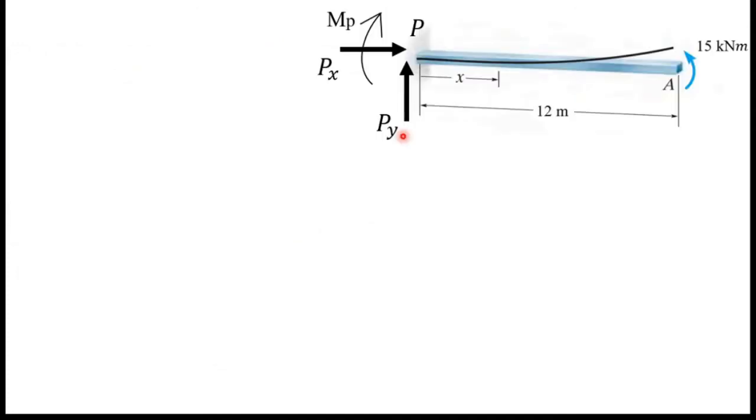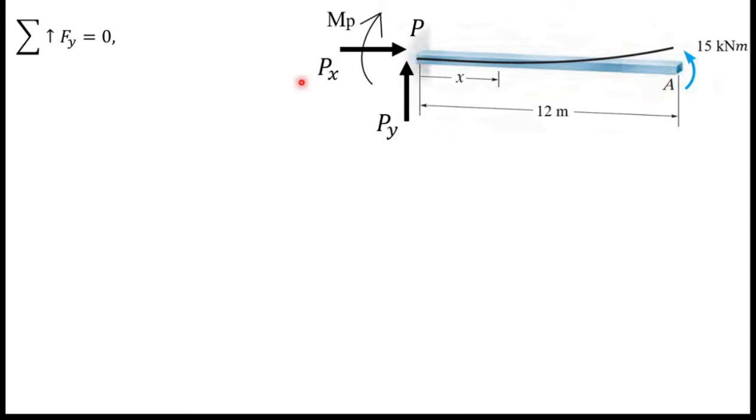So our first task is to find the support reactions. Since we have a fixed support, we usually mark 3 components, which are a moment component and 2 force components. So next I am going to find these support reactions.